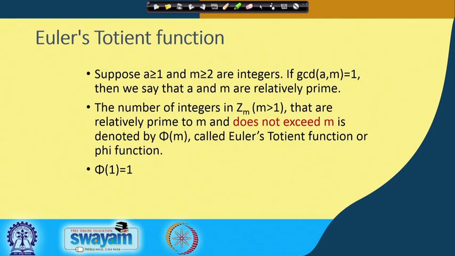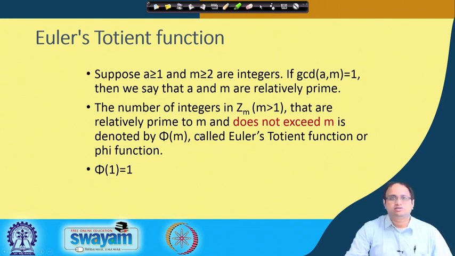To generalize this, the generalization is based upon a particular function called Euler's Totient function, often denoted as phi of m. Suppose that A and m are integers such that the greatest common divisor of A and m is 1, that means A and m are mutually co-prime or relatively prime. Then the number of integers in Zm that are relatively prime to m and do not exceed m is denoted as phi m. This is also called the Euler's Totient function or the phi function.